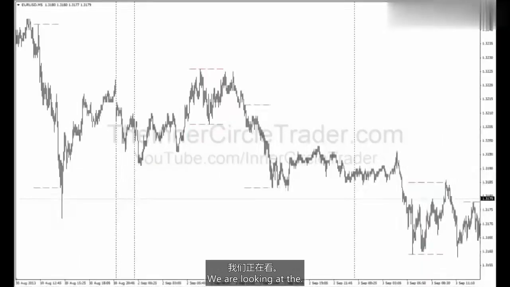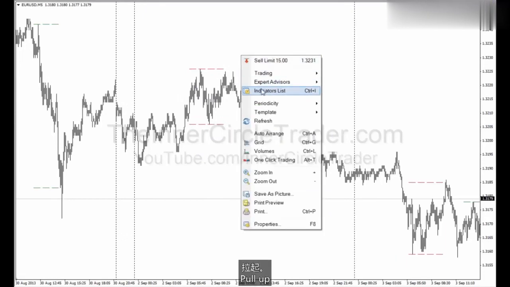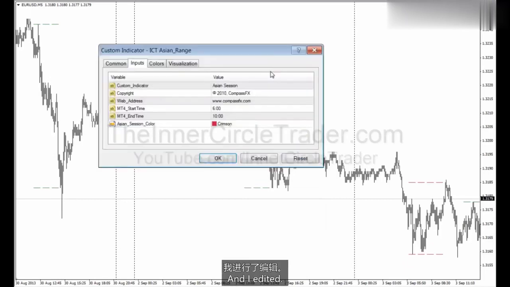Okay, folks, we're looking at the EUR/USD. This is a 5-minute chart. What I have delineated on this chart are these red dashed lines and green dashed lines. If I keep my mouse right on top of it, it's going to show the ICT Asian range. What I've done is simply, if you pull up the indicator, I edited the beginning and end of specific windows of time. This is the London Open kill zone that I trade with. I begin stalking setups for the European session at 6 GMT and as late as 10 GMT.